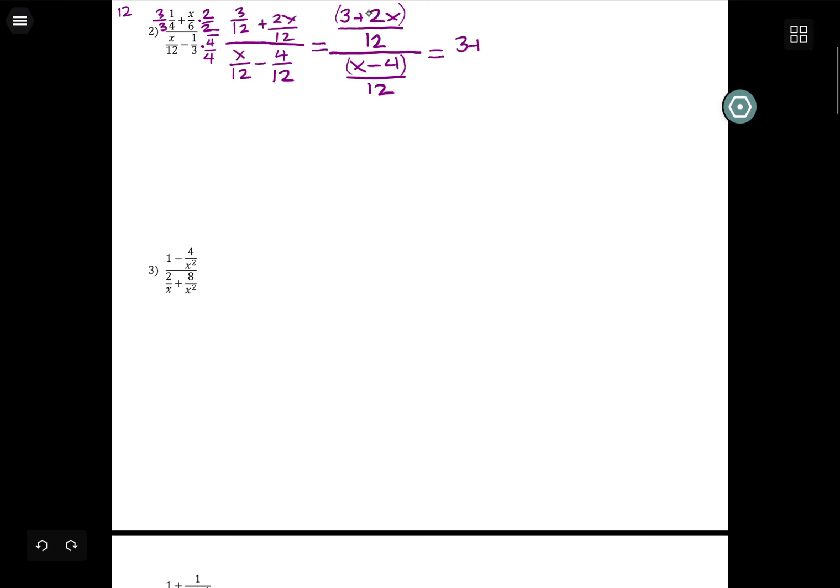So 3 plus 2x over 12 should get multiplied by the reciprocal, which is 12 over x minus 4. The 12s will cancel, and I have 3 plus 2x divided by x minus 4. And you should always check and see if you can reduce. I reduced ahead of time, and I don't see that there's anything more I can do.